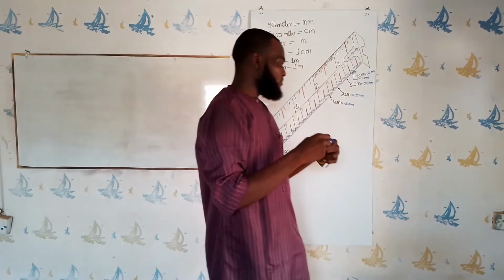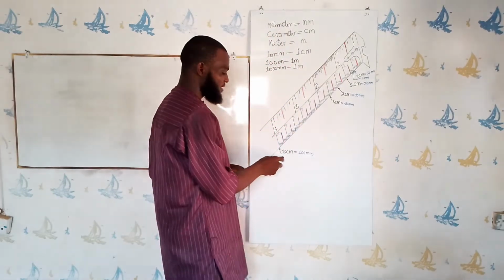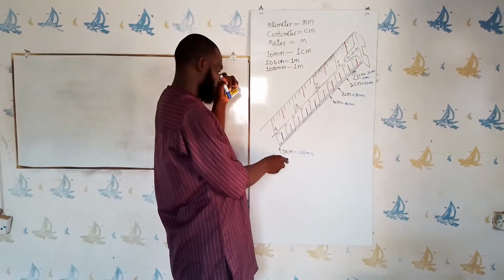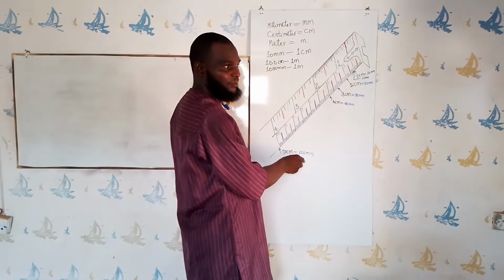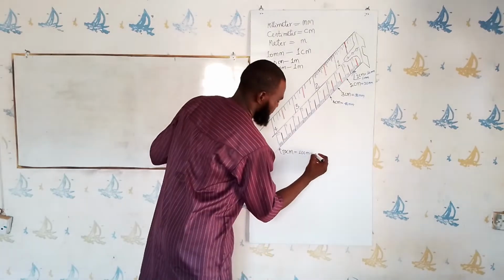So in that case, we can say that this is 10 cm, which is the same thing as 100 mm, and which will be the same thing as what in meter?